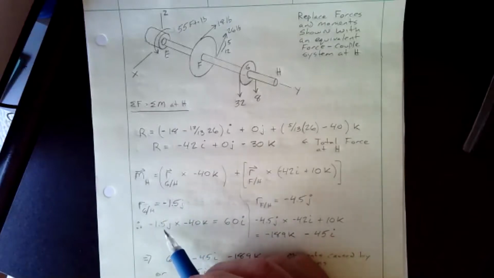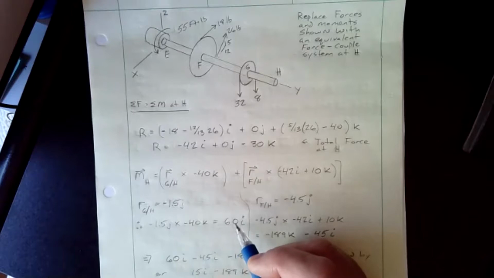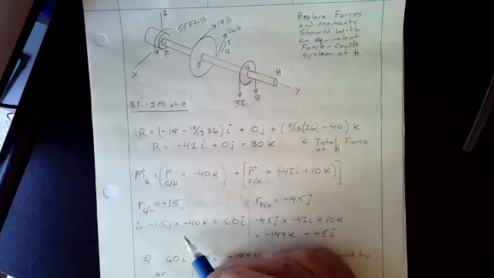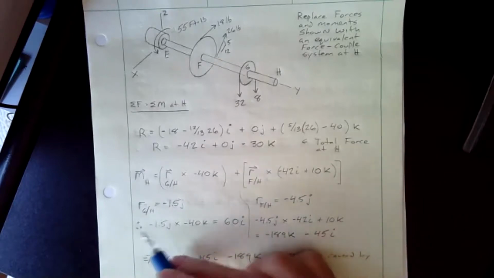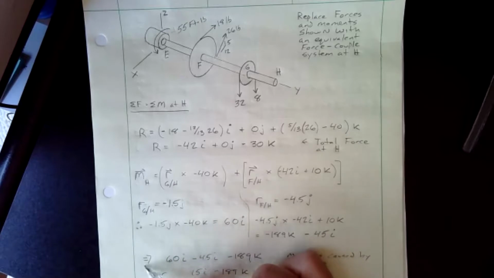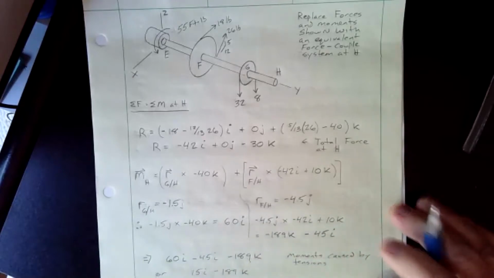So when you do negative 1.5J cross negative 40K, you get a positive 60I. You can do this using the right-hand rule, or whatever is easiest for you, J cross K. I use the little circle thing where I draw I, J, K, and then I draw a line in both directions to represent positive and negative, but whatever works for you.